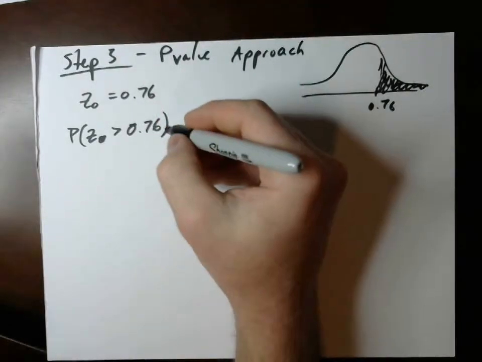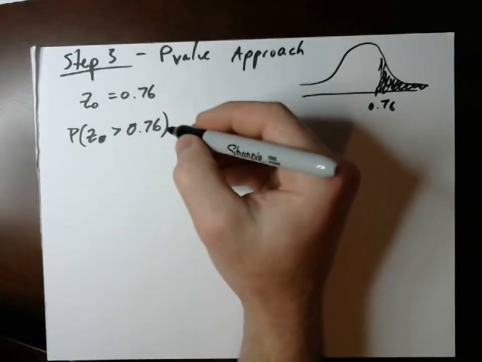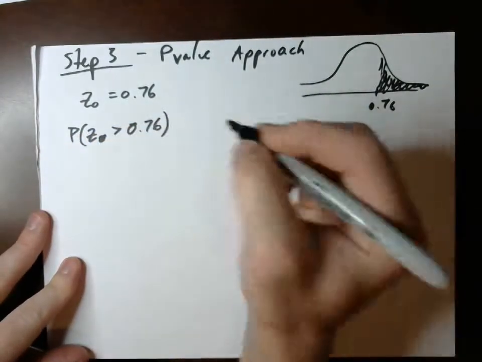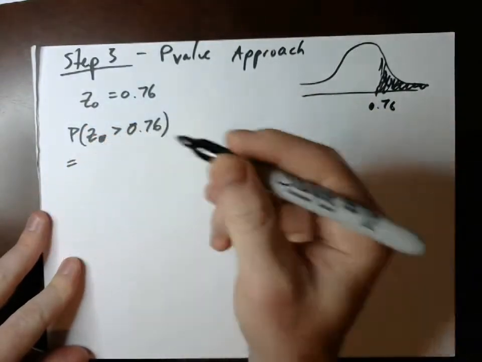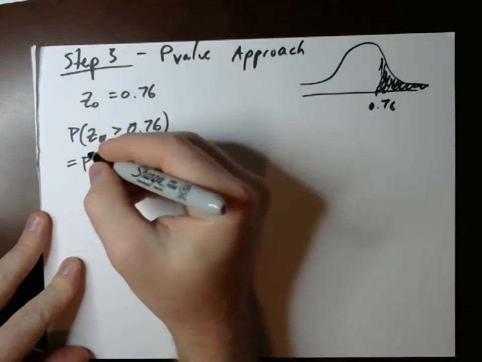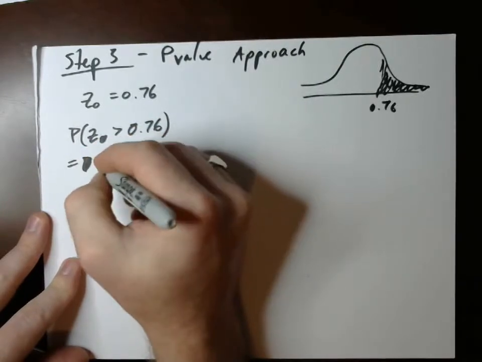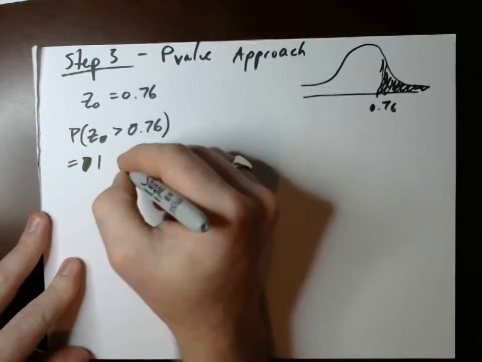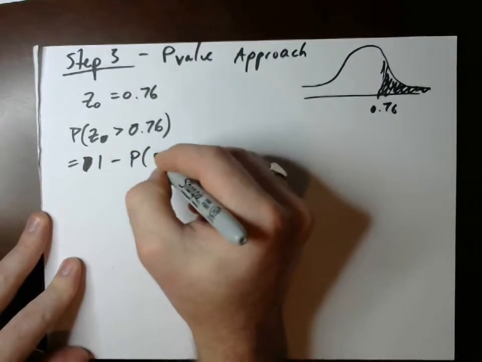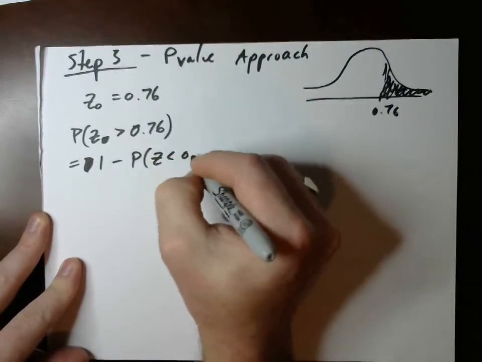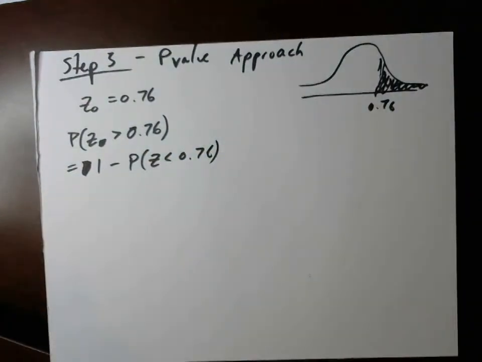So what we're going to do is look it up on a z-score table. Or sorry, we can do 1 minus the probability that z is less than 0.76, since the z-score table gives you the area to the left. And looking this up on the z-score table, let's check it out real quick.